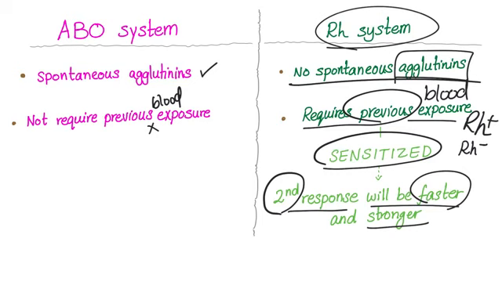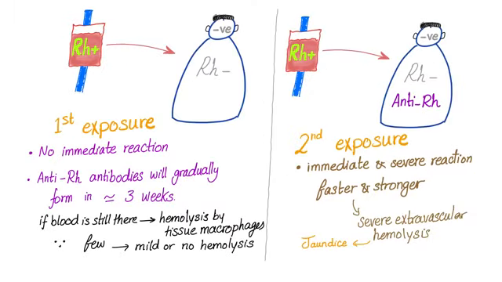I hope this is clear. So here is a patient that's Rh negative and we are giving him or her Rh positive blood for the first time. First exposure, no immediate reaction. The anti-Rh antibodies will gradually form. It takes time, around 3 weeks. If blood is still there from this transfusion, mild hemolysis may occur. Since this blood will be small in amount, most of it will be consumed and destroyed, so the hemolysis will be pretty mild, if any.